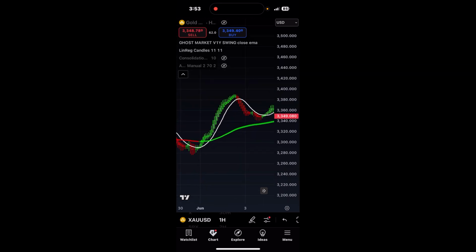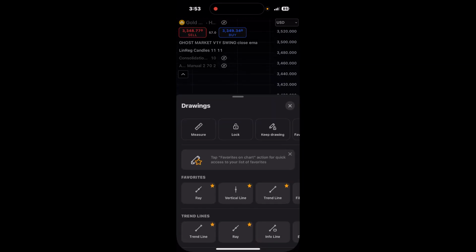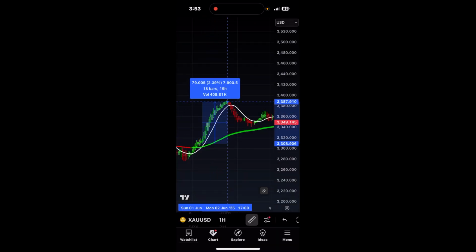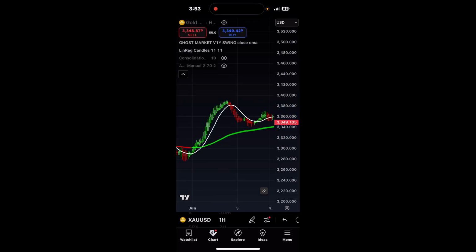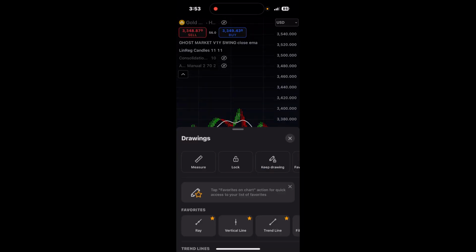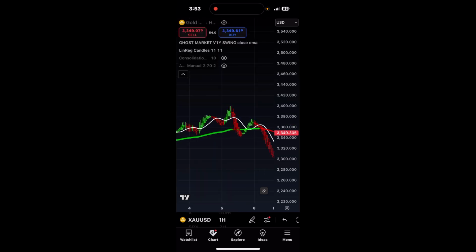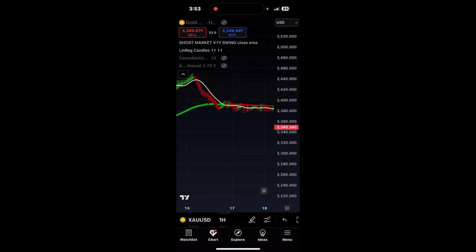And you just wait for it to cross. Let's go back to the last time. It crossed right here. So you could have entered here and rode this entire thing out. That would have been a winner. And this would have been a winner. A little one. But anyway, you guys get the general idea.